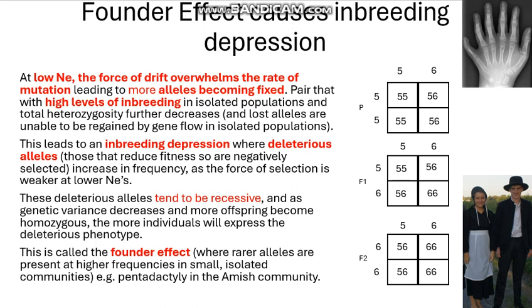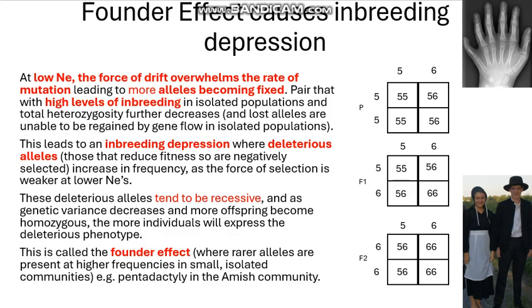This is called the founder effect, where rarer alleles are present at high frequencies in small isolated communities. So, for example, the pentadactyl limb in the Amish community that we're going to talk about now. But basically, you can imagine a small number of colonists moving from a large population. So imagine the largest population of Britain.